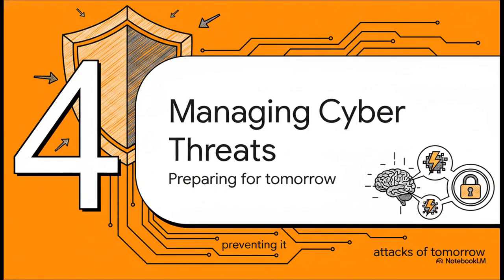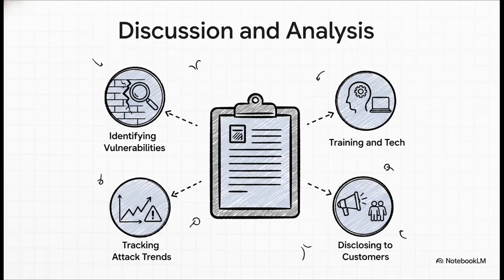Section 4. Managing Cyber Threats. How banks are preparing for tomorrow. So that's how we count the damage. But what about preventing it? This is where we look at the qualitative metrics under FNCB 230A.2, adopting a much more forward-looking analytical approach. Because let's face it, numbers alone don't tell the whole story.